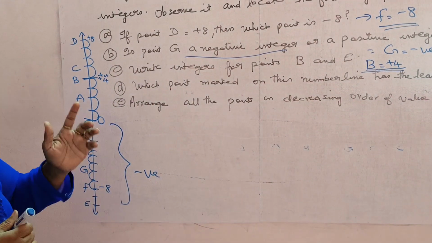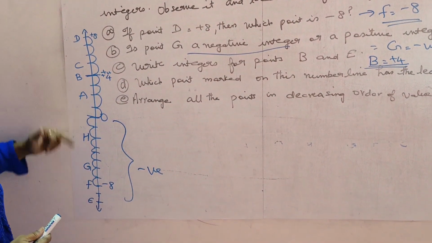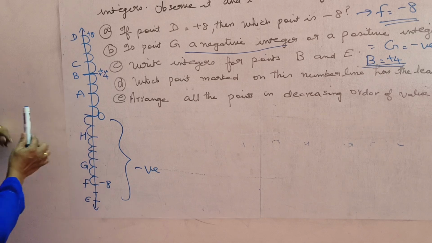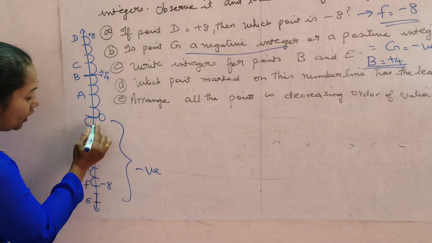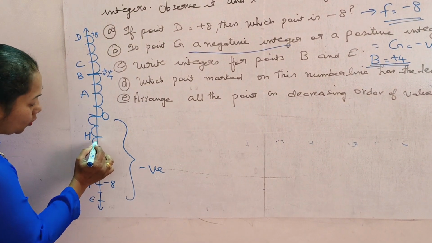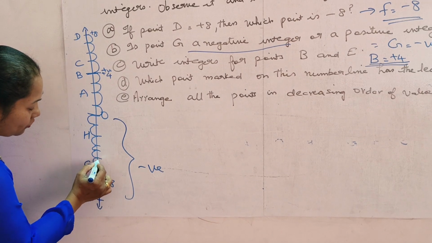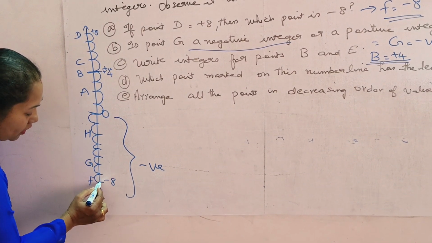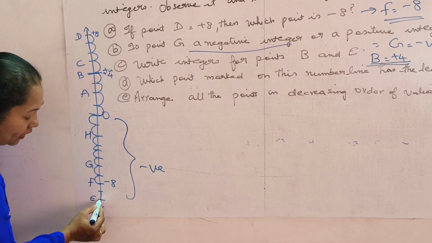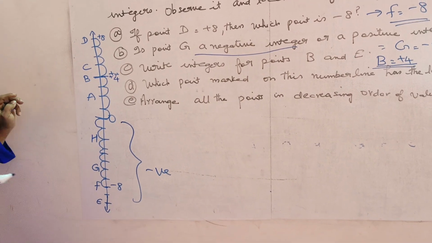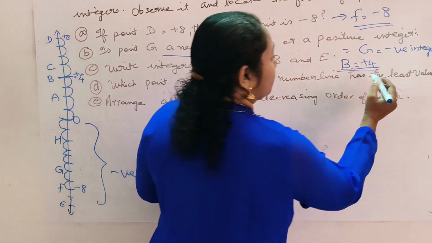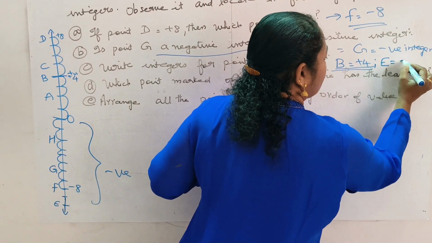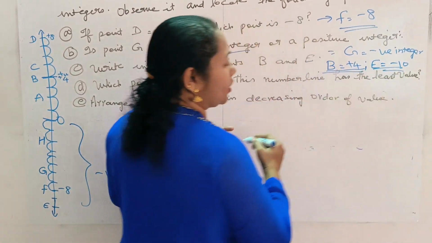And what is the value of E? Let us see. E is here. Let us check what the value of E is. Minus 1, minus 2, minus 3, minus 4, minus 5, minus 6, minus 7, minus 8, minus 9, minus 10. So E is equal to minus 10.